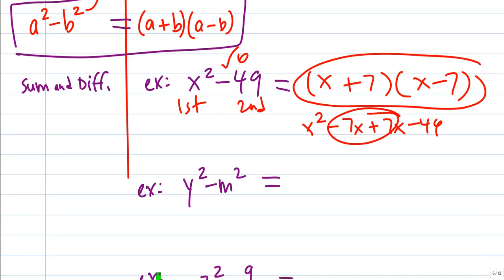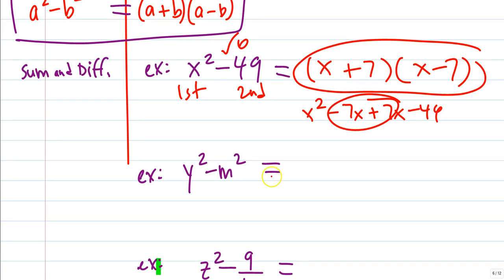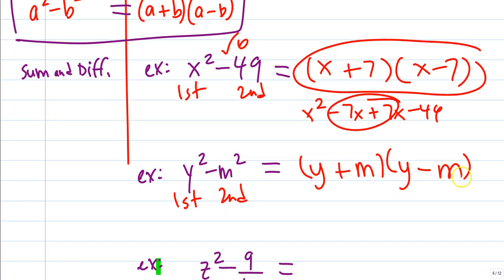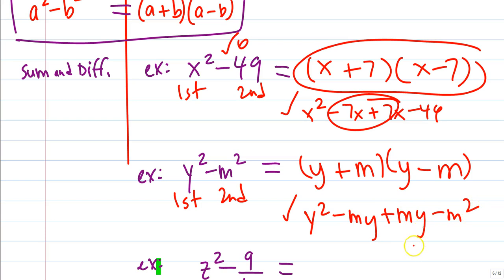What if I just have letters? What's y squared minus m squared? Not cool. Well, it still follows the pattern. It is something squared minus something squared. So first, what multiplies to make y squared? Second, what multiplies to make the m squared? Well, one positive m and one negative m. Does it work? You can always check it out. Y squared minus my plus my minus m squared. The my's cancel out, and so we do end up with what we started with.